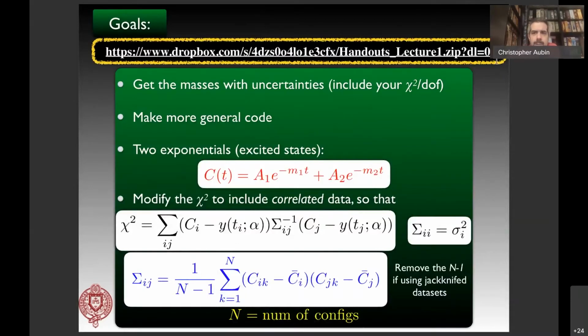And actually what I'll do is I'll send this link to you all through the chat window, both of these links. And this is a zip folder of a lot of the handouts that you're going to need for today, okay? This includes the data files that you're going to be fitting to. Note the weird name structure, so you have to deal with that. And basically, there's a whole slew of goals here. Get the masses with the uncertainties. Okay, include your chi-squared per degree of freedom.